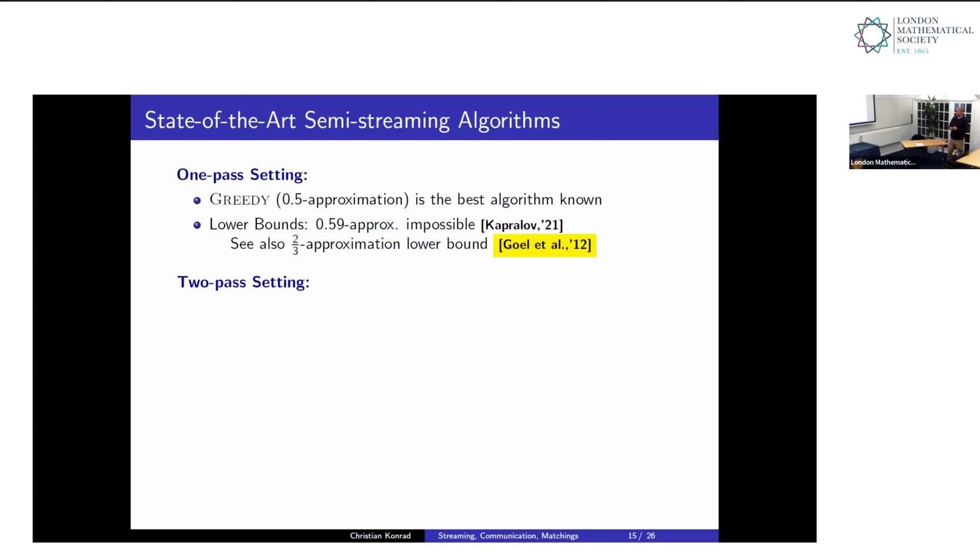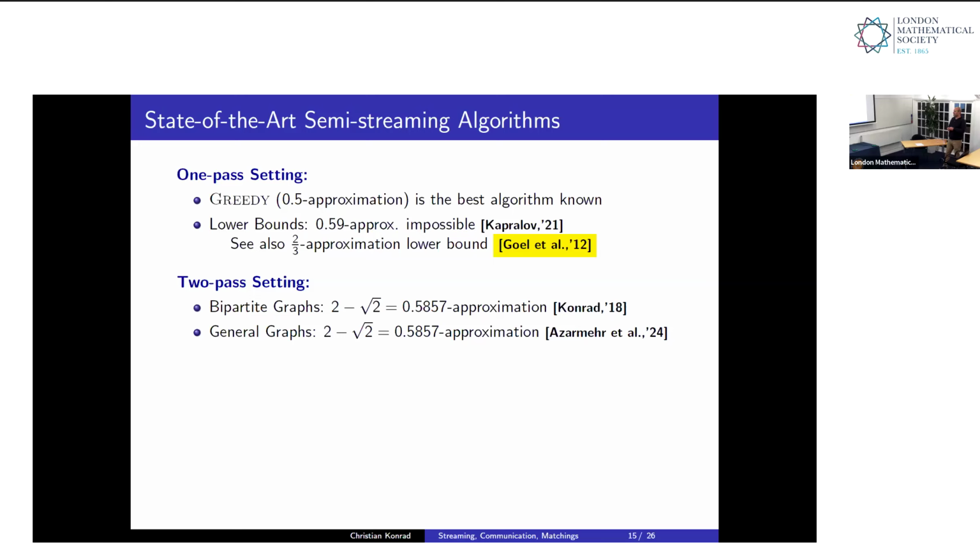Good. Now, for 2 passes, quite interestingly, the barrier where we're currently stuck is 2 minus root 2 as an approximation factor, both for bipartite and general graphs. I'm not sure why we're stuck here or why things are not moving forward beyond 2 minus root 2 in the 2-pass setting. There's no immediate reason why it should be the right answer. There are some lower bounds known, and I will talk about this in a minute.